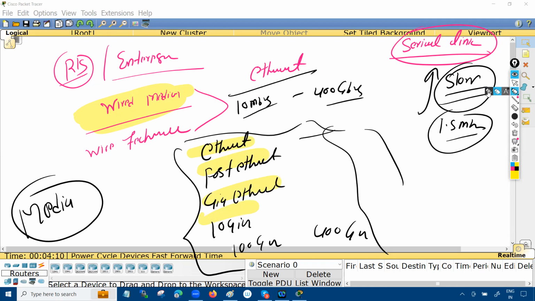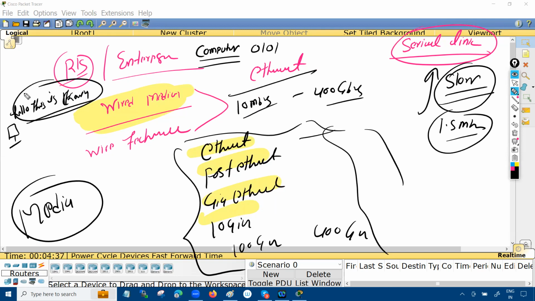So whatever data you have, normally what happens? Your computers only understand which language? Your computer only understands 0 and 1, the binary. So normally, if your computer is sending any data, for example, it's sending "hello, this is Kerry". This is information you can read because you are a human being, you have designed the alphabets. But the computer cannot understand this.